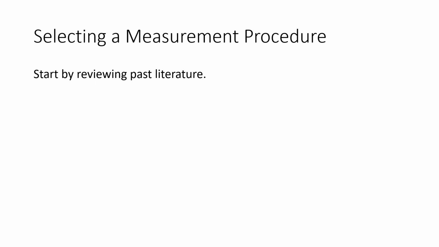So how do you select a measurement procedure? And we'll be getting to this in a little bit, but one of the things to keep in mind for the labs in this class, we're still doing survey reports, so you can't really do much there. But what you should do is you should start by reviewing past literature. Your first step in most research studies is to do a literature review. So for the lab this week, that's what we'll be doing.